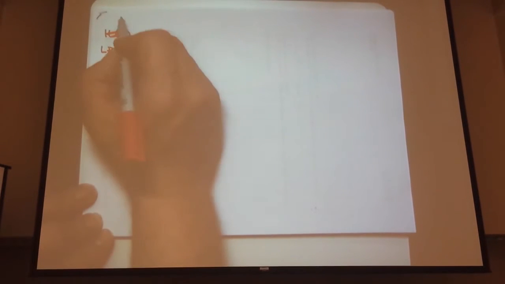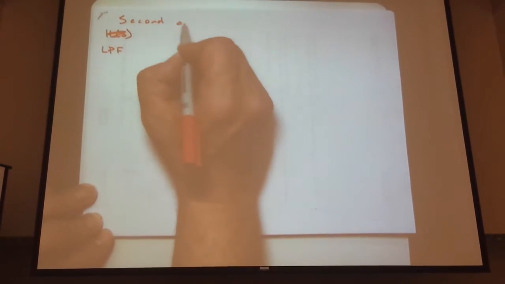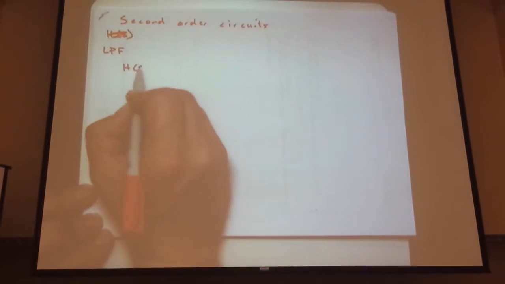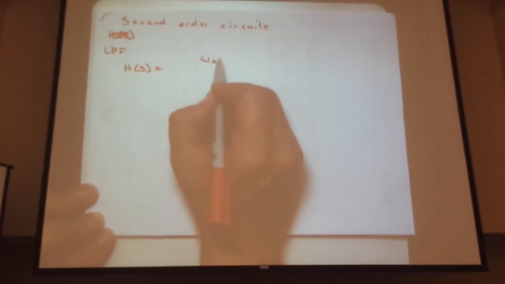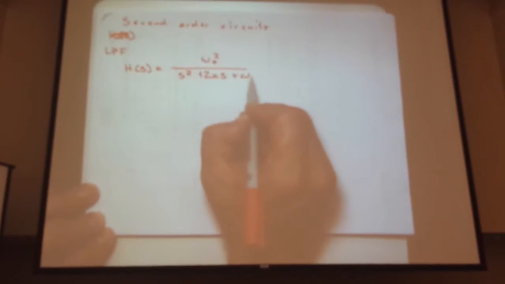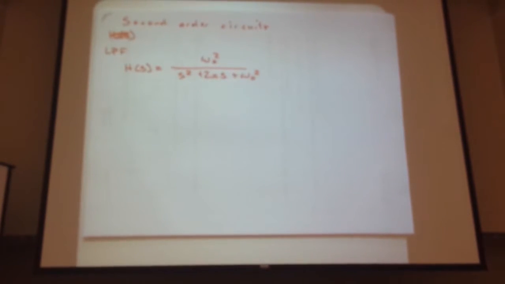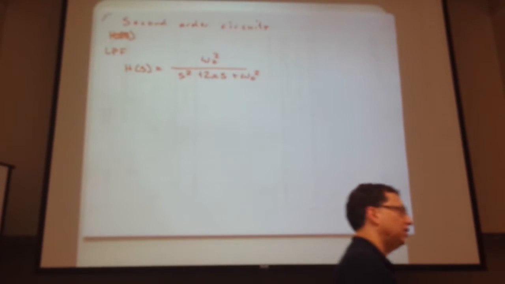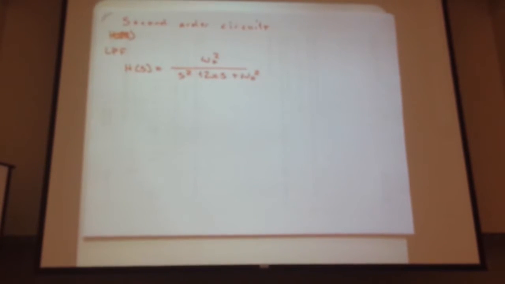Now to do a general comment, for our second order circuits, without looking at the circuits themselves, a low pass filter H of S always takes the form omega naught squared over S squared plus 2 alpha S plus omega naught squared. This is regardless of the damping. So that will be the form of the transfer function. That's a low pass filter by definition.